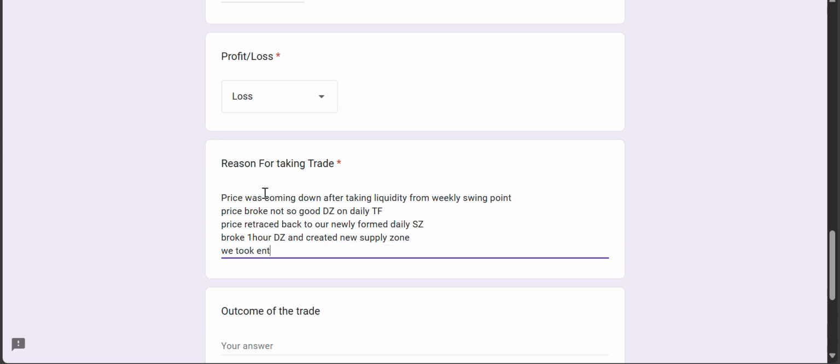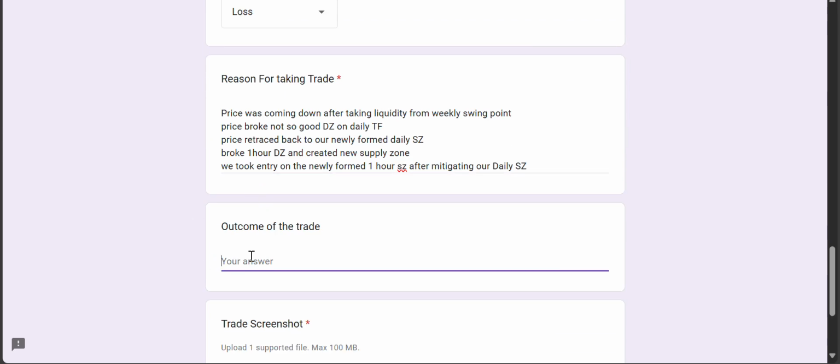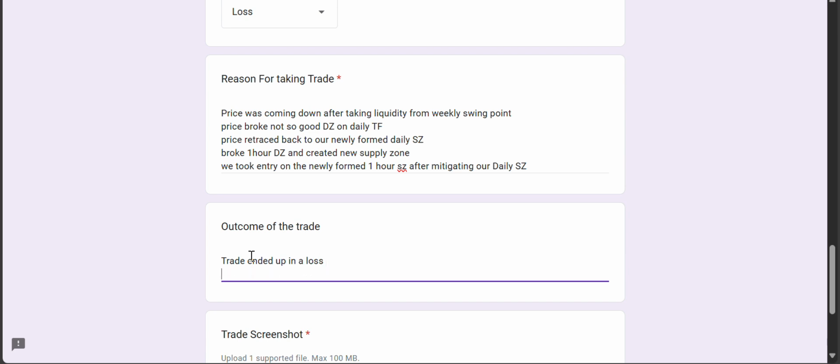We took entry on the newly formed 1 hour supply zone after mitigating our daily supply zone. That's why we took the trade. What was the outcome of the trade? The trade ended up in a loss. Why did the trade end up in a loss?